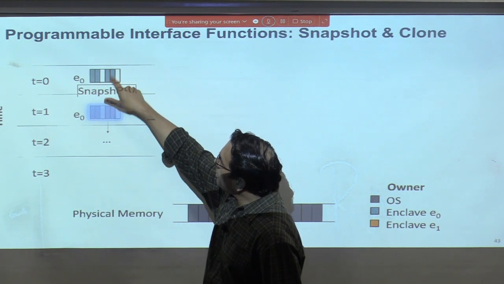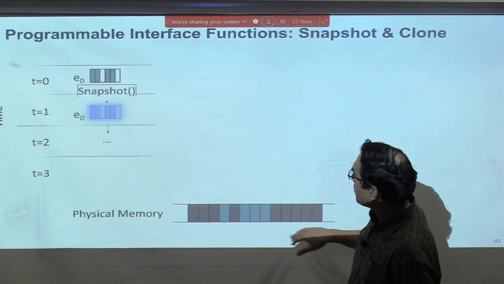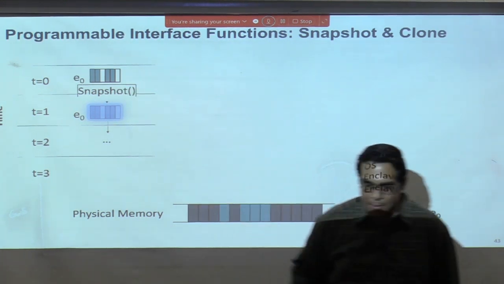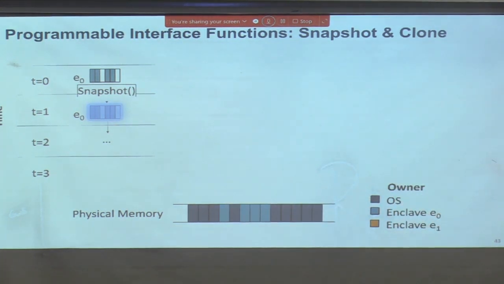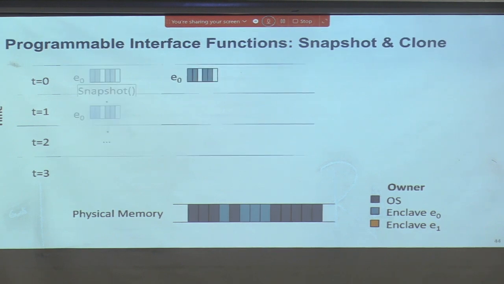Okay, so imagine at step 1, enclave E0's memory looks something like this, where it's got these pages that are laid out in physical memory somewhere, and then you do the snapshot. So at this point, enclave E0 ceases to run, but its state is frozen, right, and it's not discarded. Okay, so that's what snapshot does. It basically keeps a copy of that enclave state.